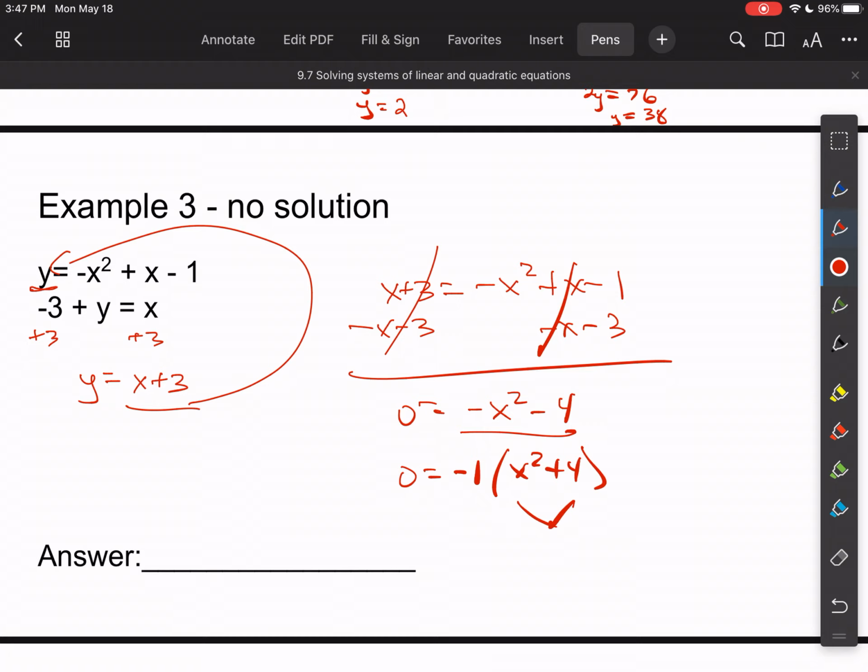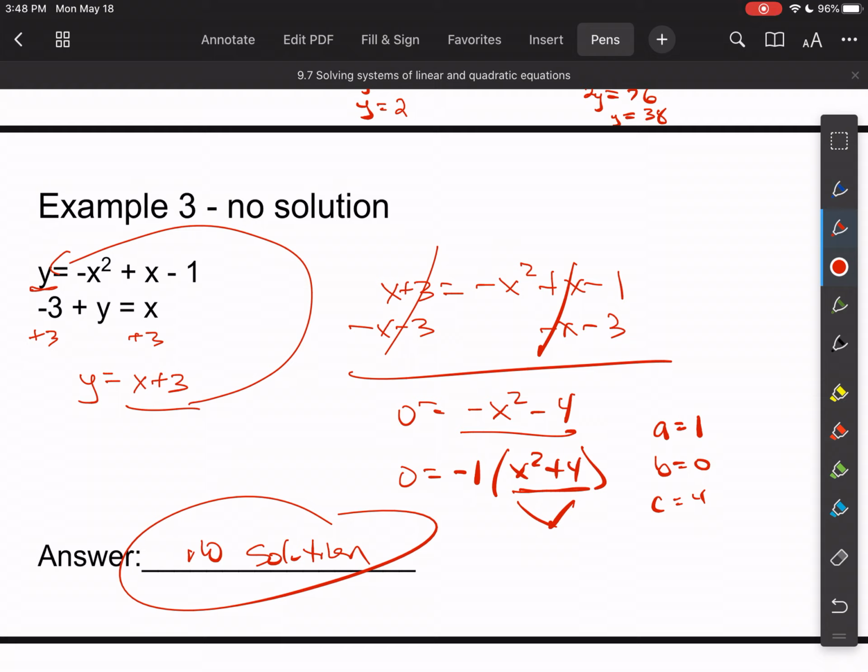This is the sum of 2 squares. If you don't know that, what you might want to do is plug this into the quadratic formula. Our a value is 1, our b value is 0, and our c value is 4. What you'll end up with is a square root of a negative number. Just know that if you have the sum of 2 squares, that thing never factors. So if it does not factor, the answer is no solution.